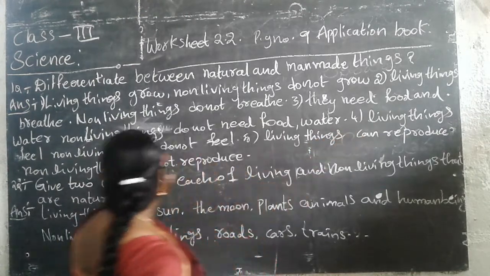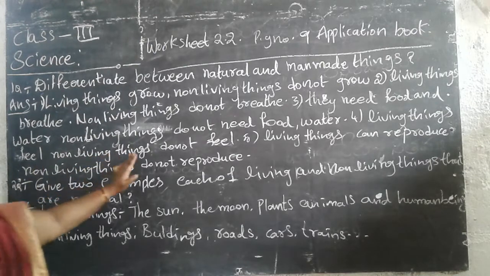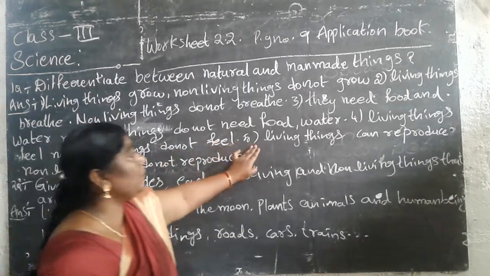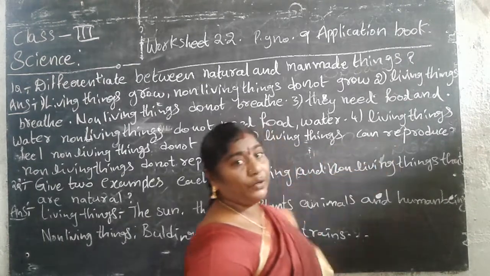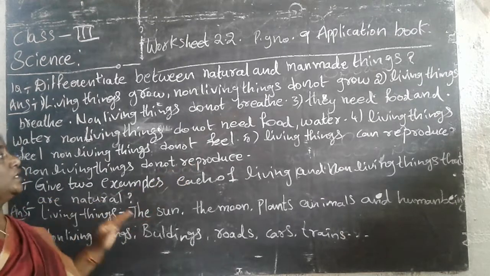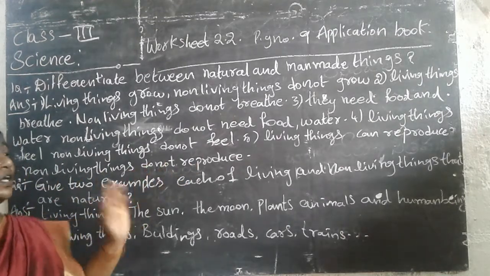Fourth one, living things feel. Non-living things do not feel. Fifth one, living things can reproduce. Non-living things do not reproduce.